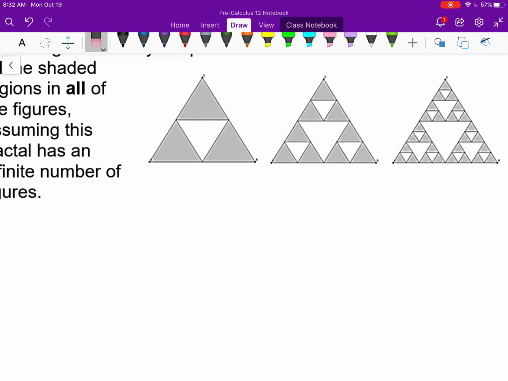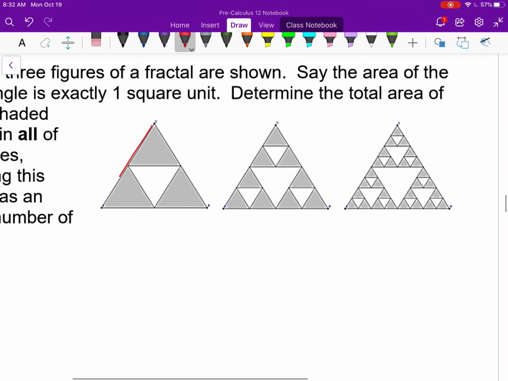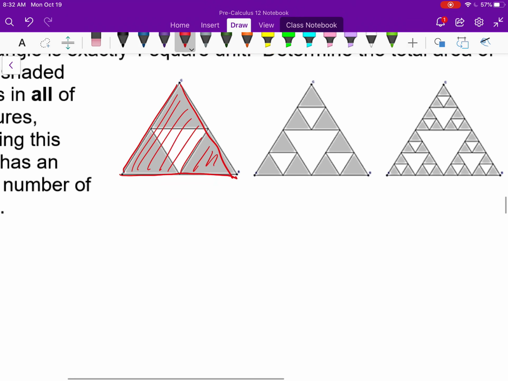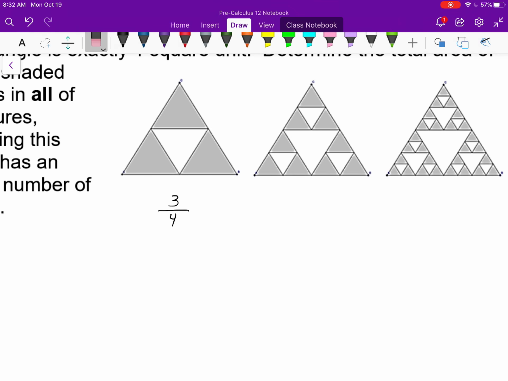So let's see. First, if all of this inside is an area of 1 unit, then the area of the shaded part of this first is just 3 out of 4. I can literally see 3 out of the 4 of these triangles are shaded. So what's the area of this part? Well, here, I can see there are 9 shaded triangles out of, if I make them all the same, 16 triangles altogether, so 9 out of 16.